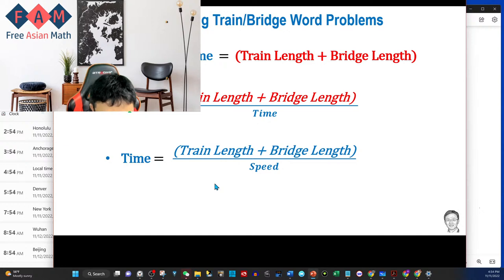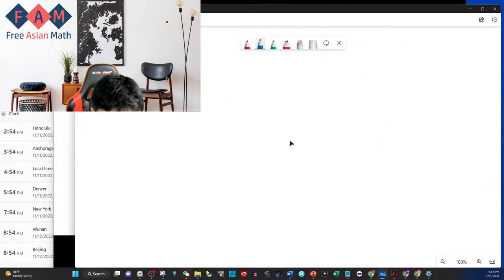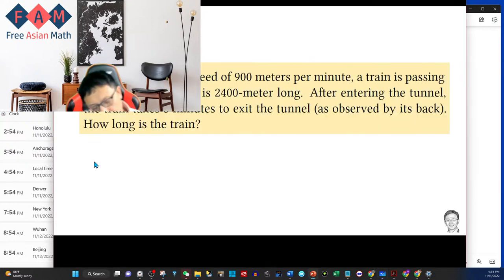Okay, now let's do several word problems to apply this modification. So, the first problem. At a speed of 900 meters per minute, a train is passing through a tunnel that is 2,400 meters long. After entering the tunnel, the train takes 3 minutes to exit the tunnel.